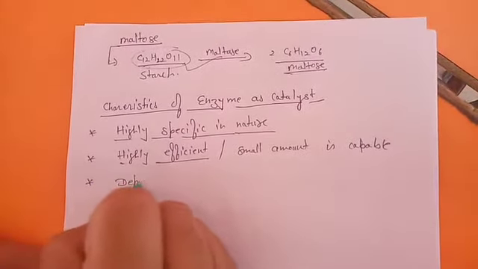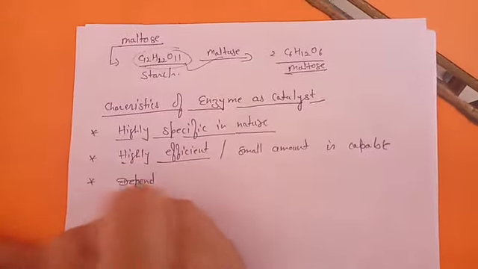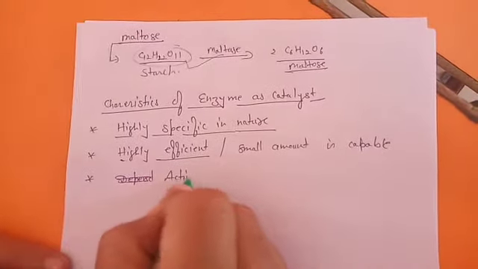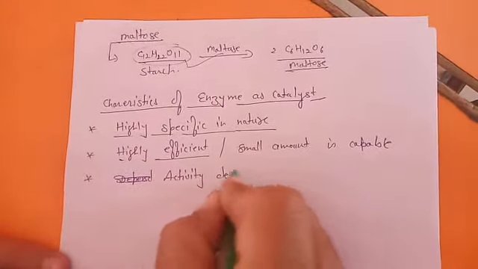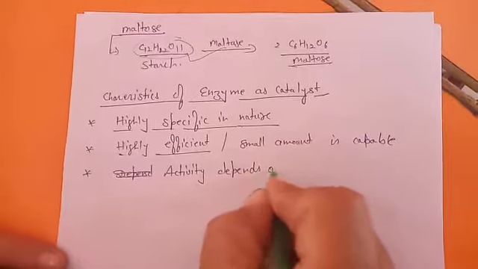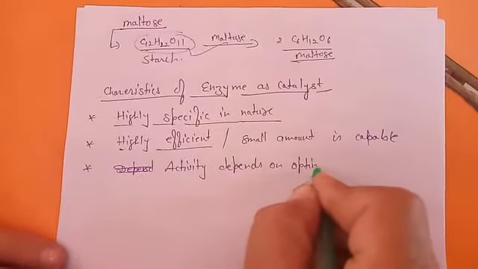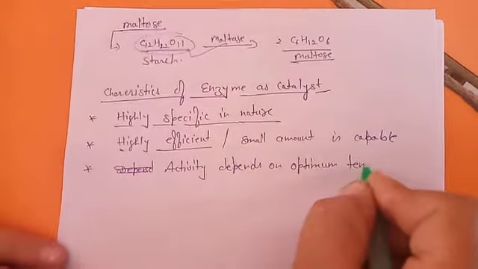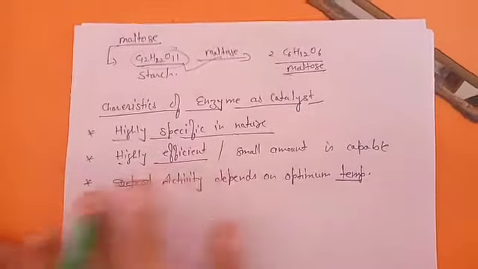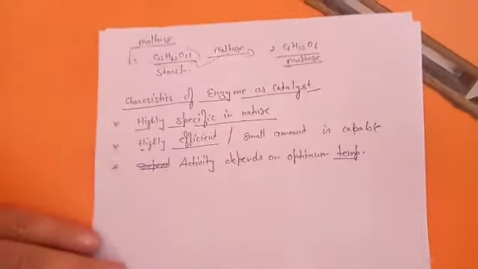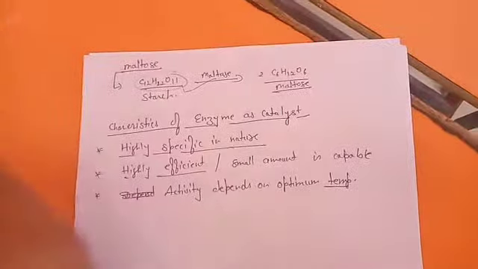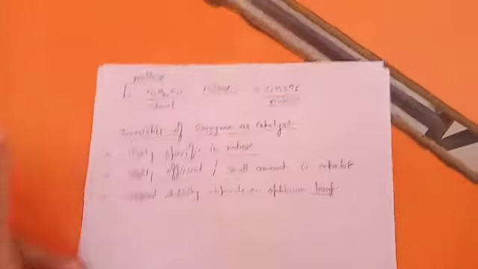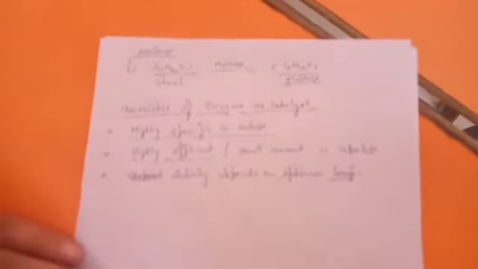Their activity depends on temperature. Their activity depends on optimum temperature. Meaning to say they need some particular temperature range, and in that range they can act as a catalyst. Otherwise, if the temperature varies from that range, enzyme activity will get compromised.